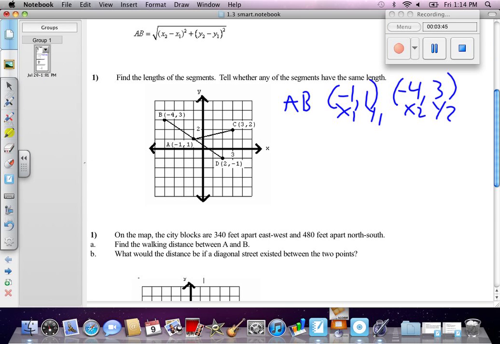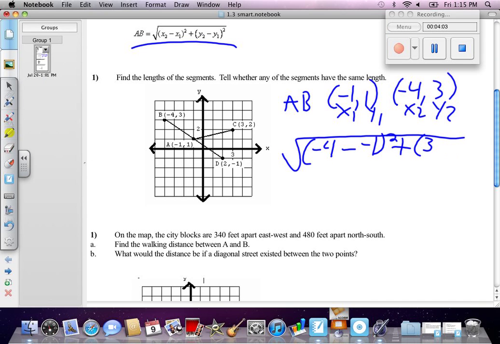Now we're going to plug it into that distance formula, which is right here. I'm going to go to the square root of negative 4 minus a negative 1 squared plus y2, which is 3, minus y1, which is 1 squared. Does everybody see how I labeled it x1, y1, x2, y2? And we all see how I plugged it in?